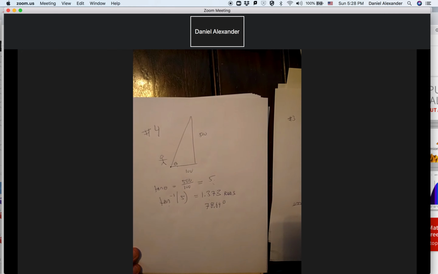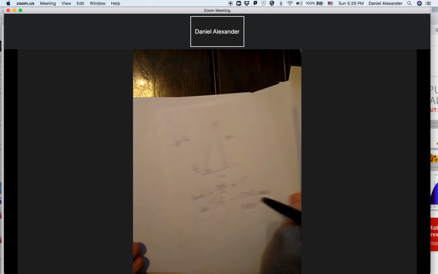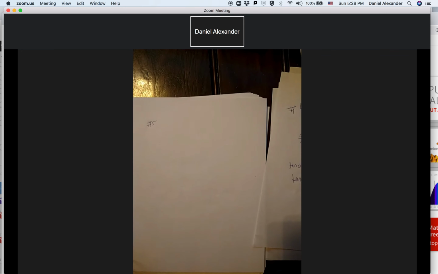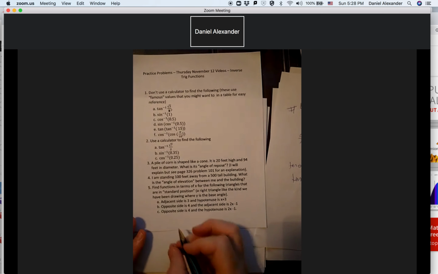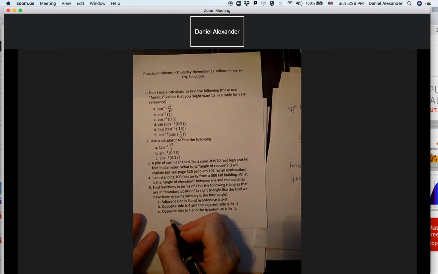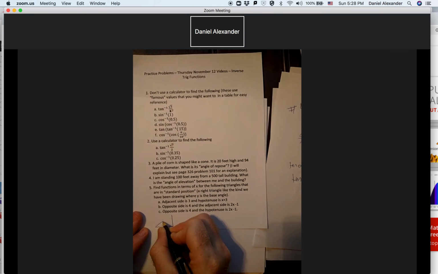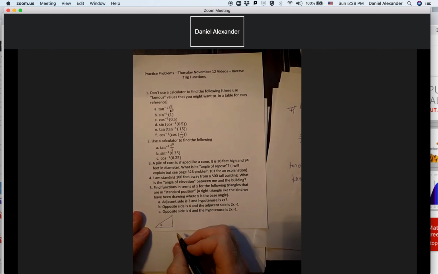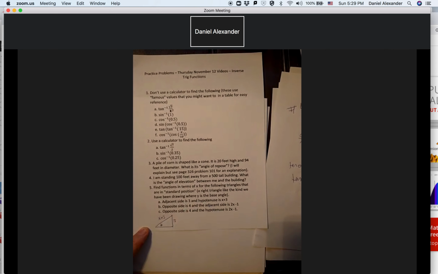Okay. So we got one more set of problems, and these practice problems, and then we're done. So number 5, it says, find the functions in terms of the following triangles that are in standard position. So here's what I'm thinking of. This is what I mean by standard position. And the first one says adjacent side is 3, hypotenuse x plus 3. Okay, that's A. We'll do these separately.